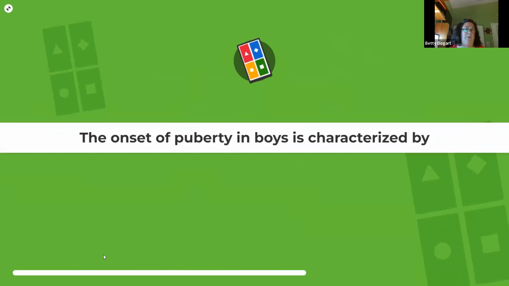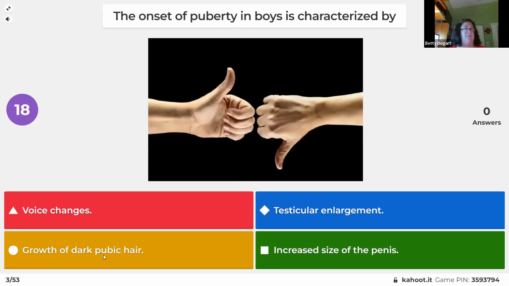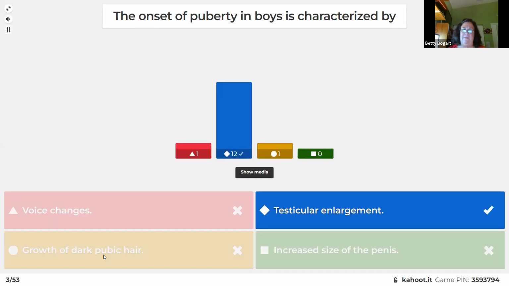The onset of puberty in boys is characterized by testicular enlargement. I mean, the voice does change and the pubic hair comes, but the first thing that happens is testicular enlargement.